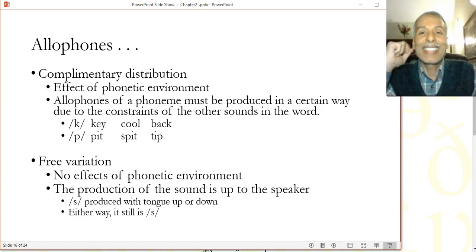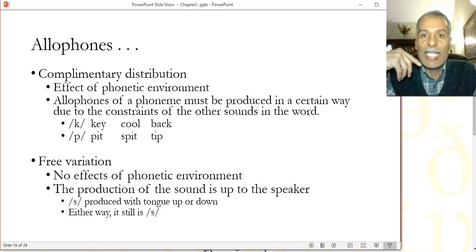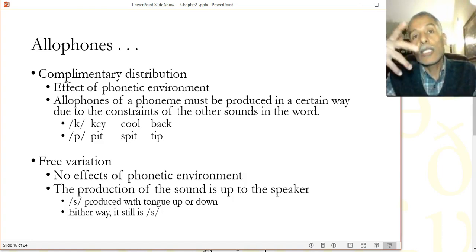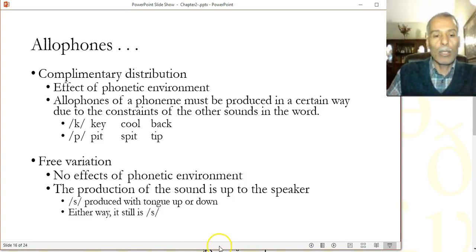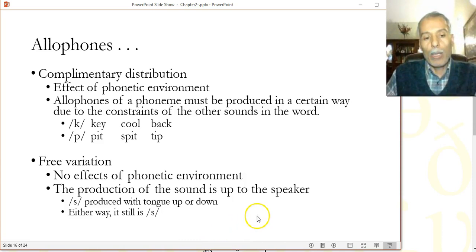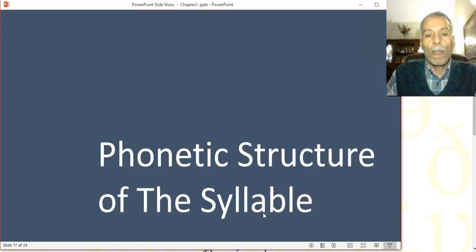You'll be surprised. Again, smile. Most people make it with the tongue behind the upper front teeth, touching the alveolar ridge. Yet a smaller number of people make it differently. Smile. So that is free variation. It depends on the individual and how that person will say the sound.